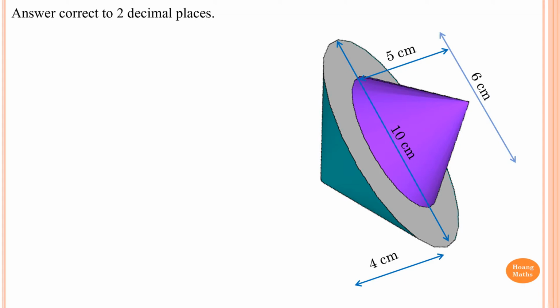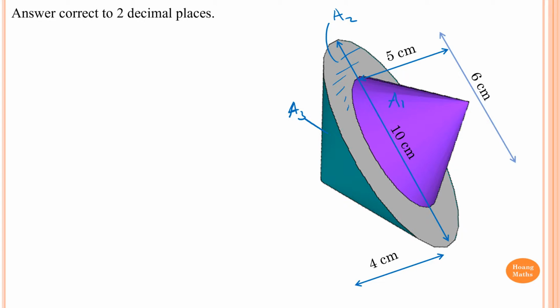Find the surface area of this, correct to 2 decimal places. Now to do this, we need to break that into 3 parts. So we name this A1, and this one here is A2, this shaded here, the 2 circles combined. And this one we label as A3. So all we need to do is find each area and add them together, to give us the surface area.